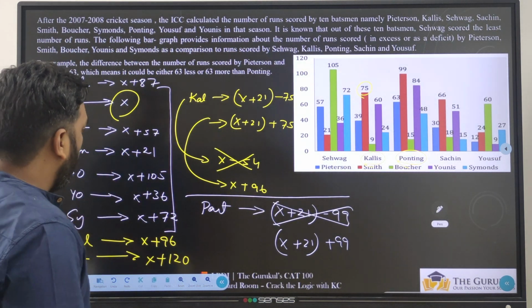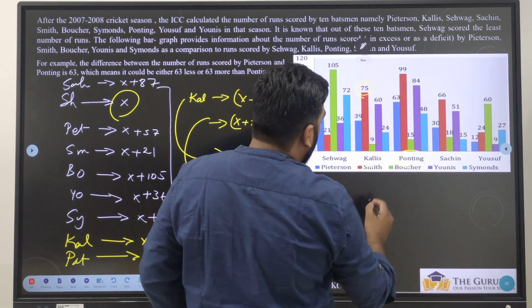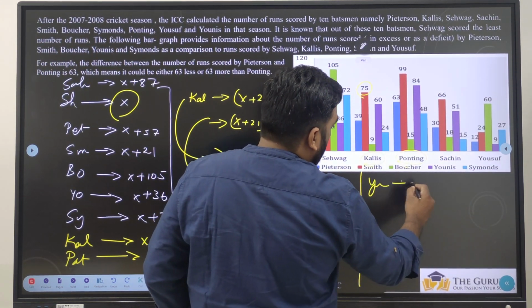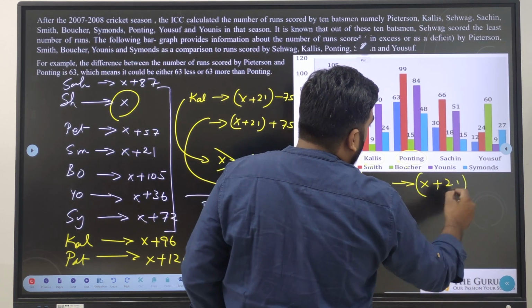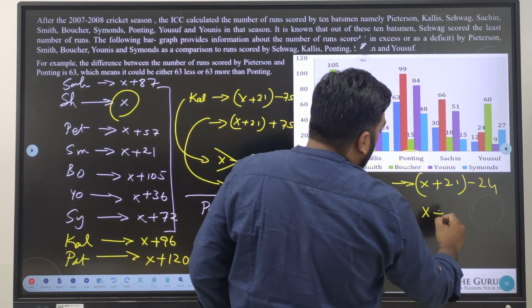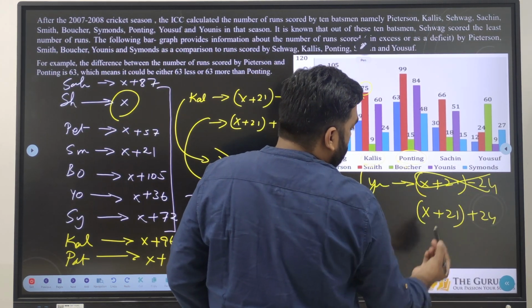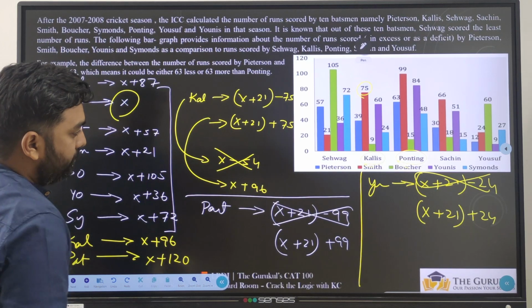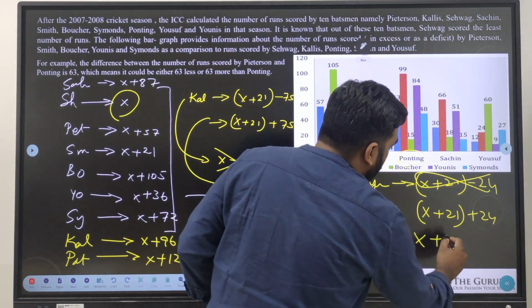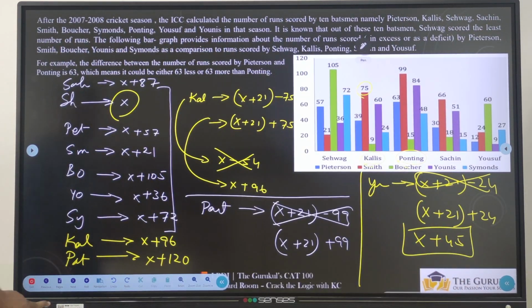Perfect. He got 24 more. I'll write it here only. So Yusuf should be x plus 21 minus 24 or x plus 21 plus 24. This will give a negative value, so not possible. So Yusuf's score will be equal to x plus 45. Clear? These are the scores of the persons individually. So pause the video, check for 1 minute, cross verify with the calculations you did, and then we'll continue.